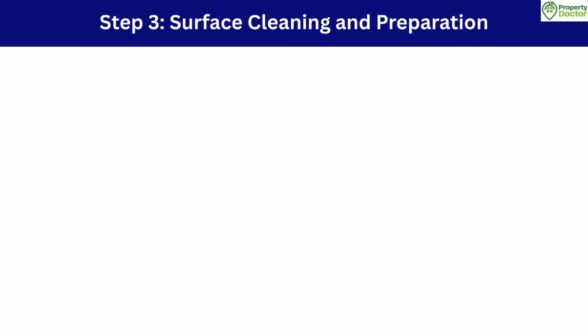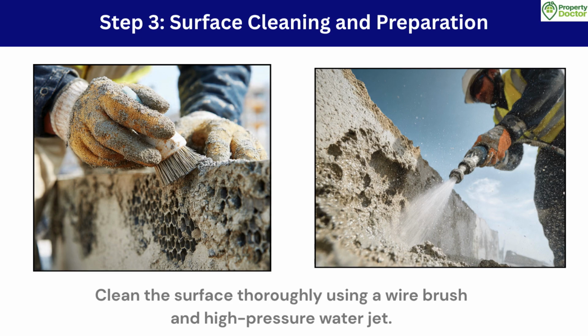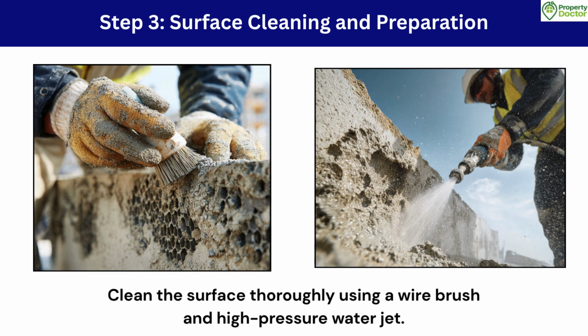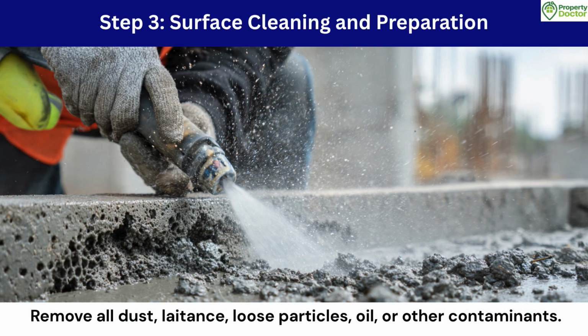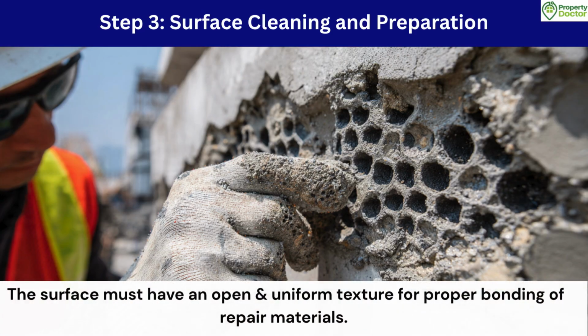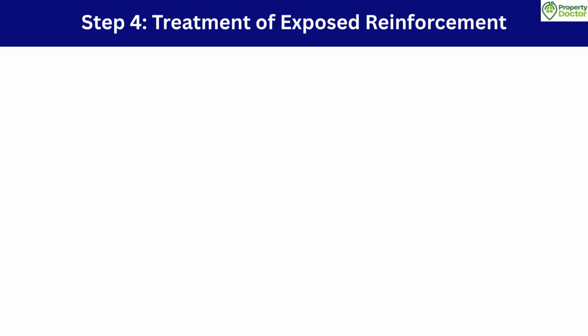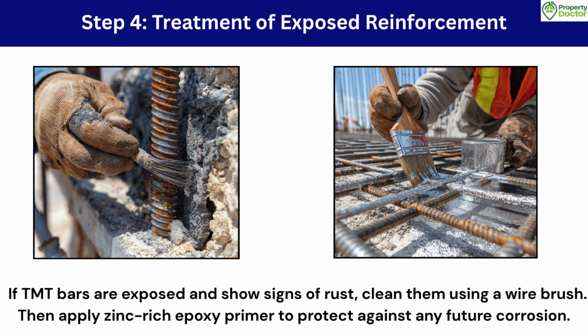Step 3. Surface cleaning and preparation. Clean the surface thoroughly using a wire brush and high-pressure water jet. Remove all dust, laitance, loose particles, oil, or other contaminants. The surface must have an open and uniform texture for proper bonding of repair materials. Step 4. Treatment of exposed reinforcement. If TMT bars are exposed and show signs of rust, clean them using a wire brush, then apply zinc-rich epoxy primer to protect against any future corrosion.